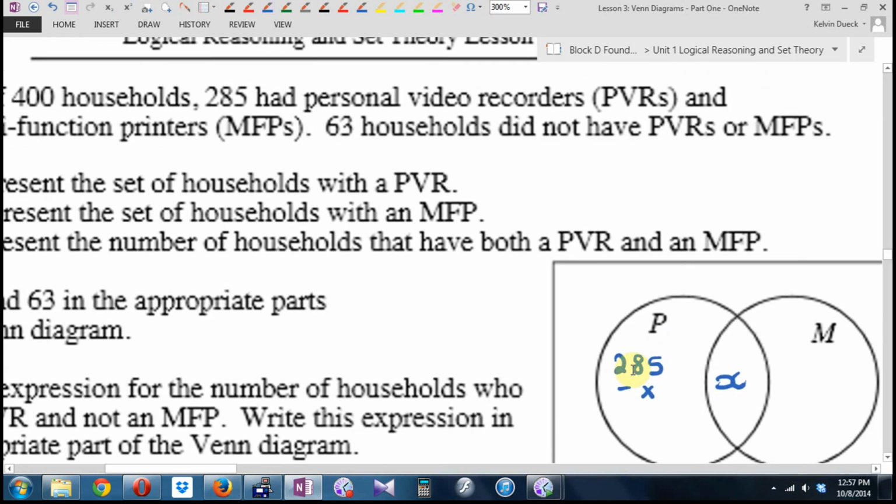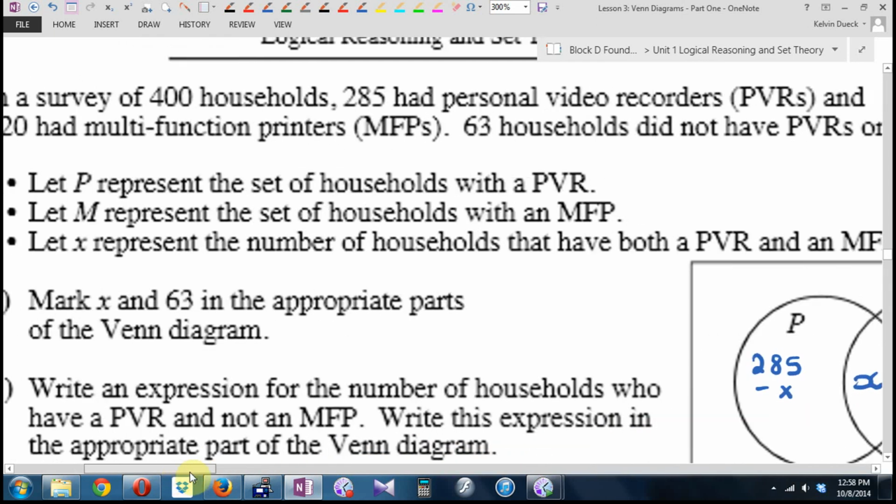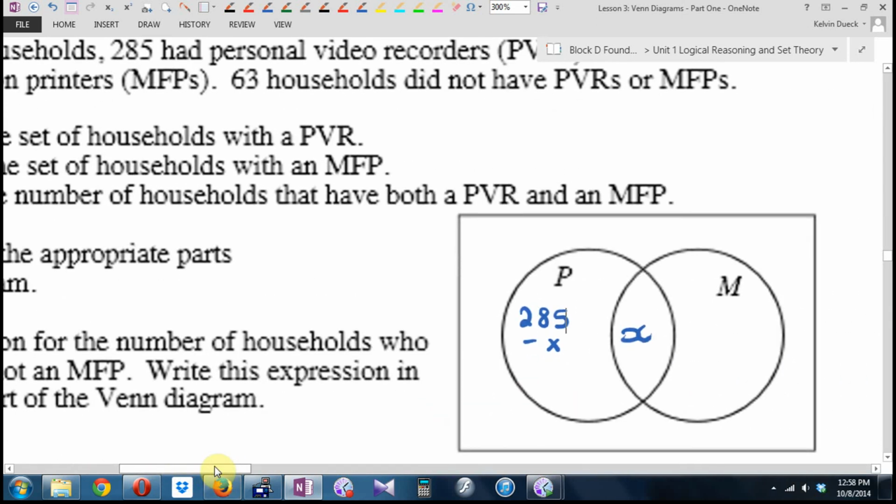How many had a printer? Grand total? 320. How many have a printer but not a PVR? Mathematically. 326. How many had neither? 63. Where am I going to put that 63?